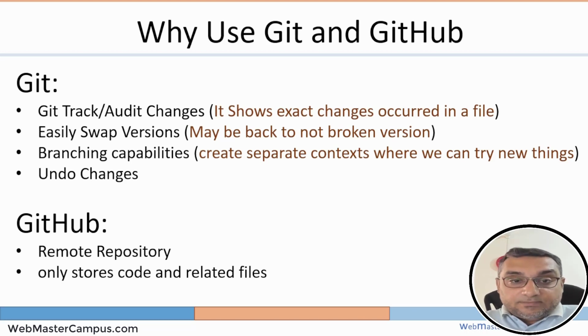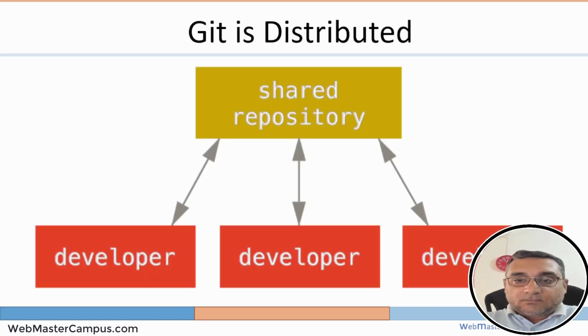Why do we use GitHub? GitHub is actually a remote repository. It only stores code and related files. It stores the code and provides you the facility to host your code in a remote cloud-based hosting service where you can track and push the changes to a central repository, and all the developers can just pull the changes. So that's GitHub.